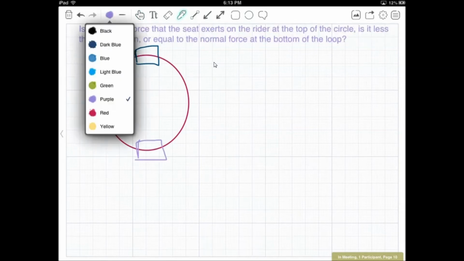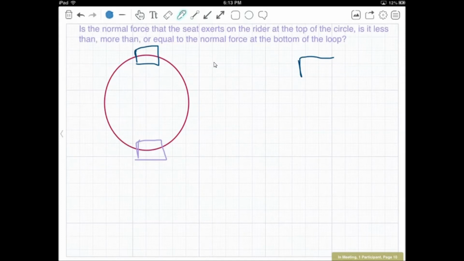So let's look at the top of the loop first. Two forces acting on this object. We're going to have force of gravity pulling down on the object. We're not going to add a centripetal force. Remember, centripetal force is a made-up force. It's just a name for a specific force. So in this case, the centripetal force is your gravitational force, and I don't want to draw it on there twice. And so that means the normal force is going to point up like this.